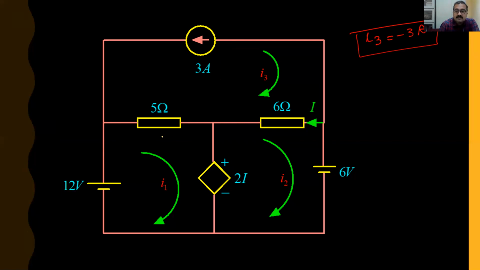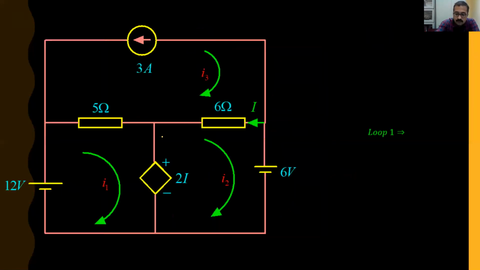Now what next? We can write the loop equations for loop 1. If you consider this clockwise direction, you see minus 2 plus potential rise 12, then plus 2 minus potential drop 12 minus 2i. What is 2i here? 2i is the magnitude of the dependent voltage source. Its voltage 2i depends on the current I flowing through this part of the circuit. So 12 minus 2i must be equal to 5 into I1. I1 is from left to right, I3 is in opposite direction. So I1 minus I3.